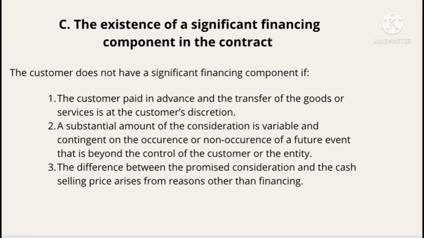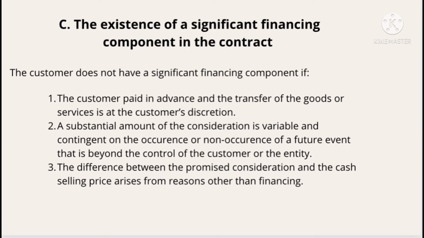Third is the existence of a significant financing component in the contract. When determining the transaction price, the promised consideration shall be adjusted for the effects of the time value of money if the timing of agreed payments explicitly or implicitly provides the customer or the entity with a significant benefit of financing the transfers of goods or services to the customer. The core principle when adjusting the promised consideration is that the revenue recognized shall reflect the cash selling price, the price that the customer would have paid had he paid for the goods or services outright in cash.